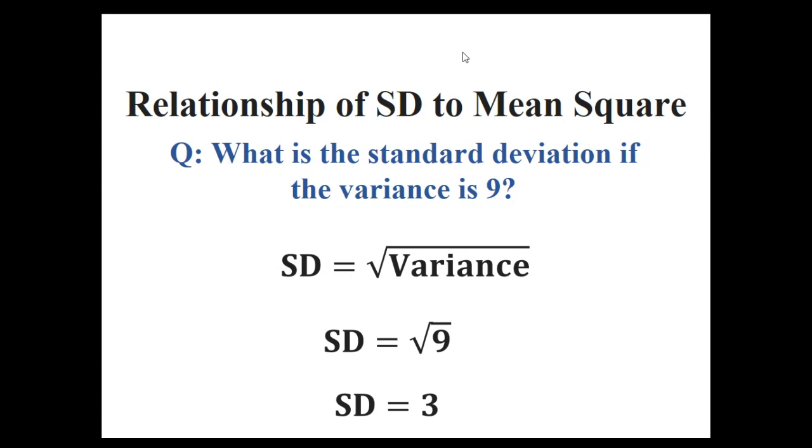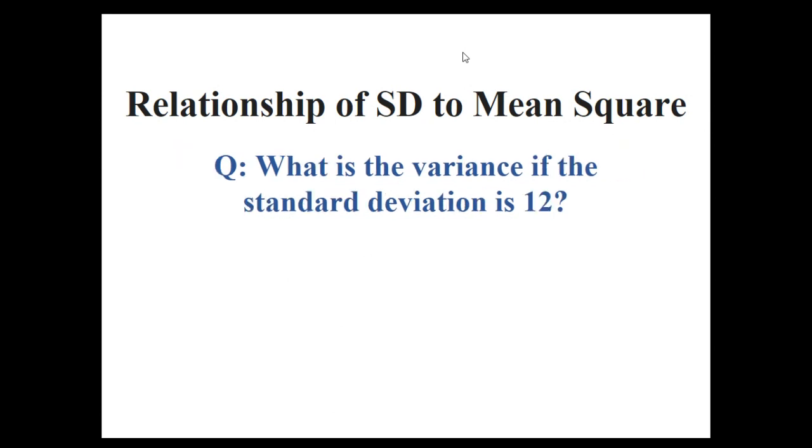So in this case, we started out with the variance, and we easily calculated the standard deviation by simply taking the square root of the variance. Now here's another example. What is the variance if the standard deviation is 12?